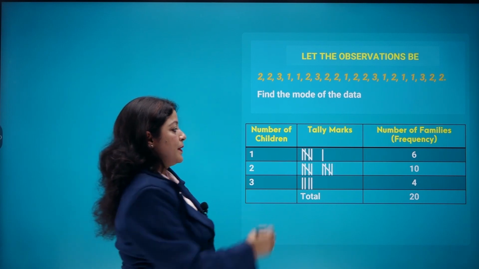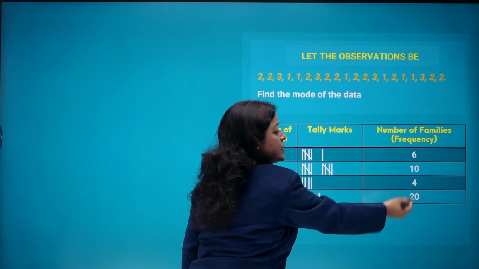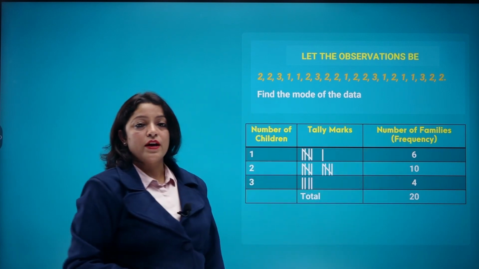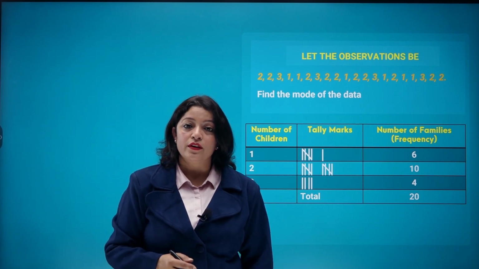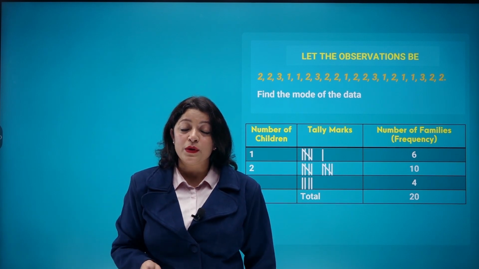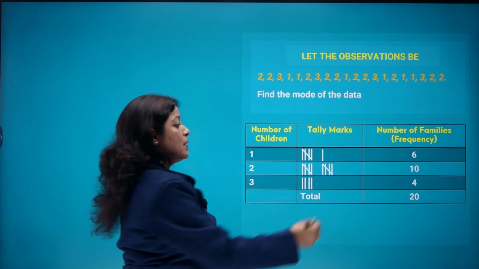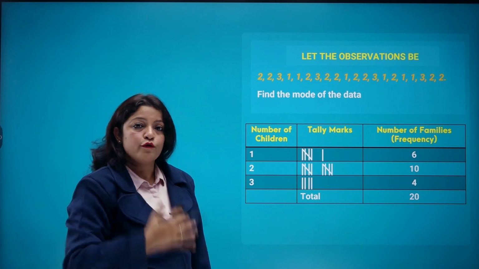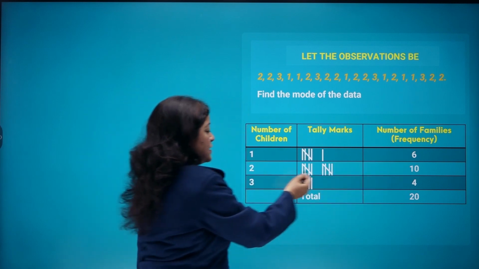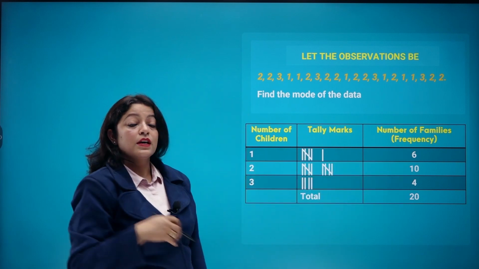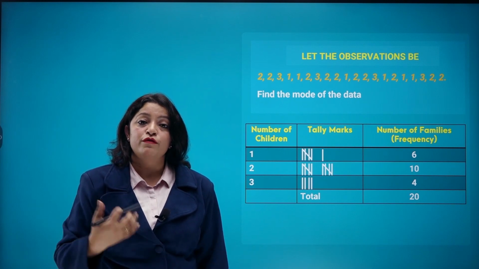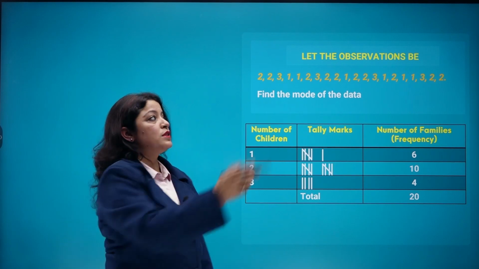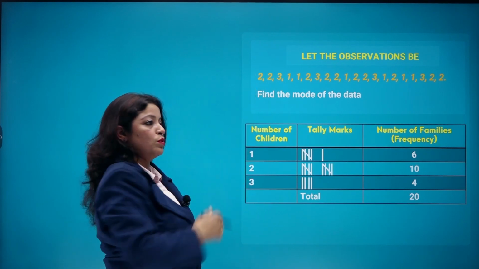Now let's check which is the highest frequency here. We can easily see that the frequency is 10. But will 10 be the mode here? No, 10 won't be the mode. Actually, the number which corresponds to the frequency 10 will be the mode. So 10 represents 2. That means there is a maximum number of families which have 2 children. So the mode of the set of observations is 2.